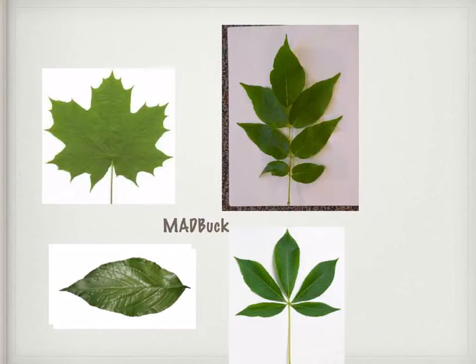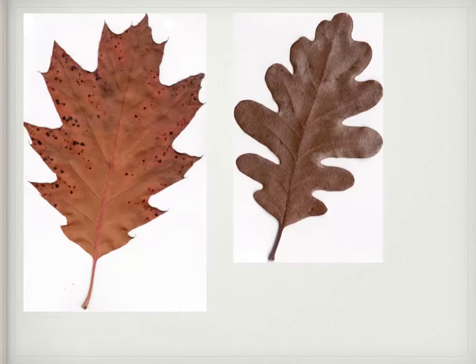Mnemonic devices are always a good thing to remember. Something that helps me remember opposite branching trees is MADBUG. Maple, ash, dogwood, and buckeye are all opposite branching trees in Ohio. This also plays in with the student standards for identifying and classifying trees in Ohio.